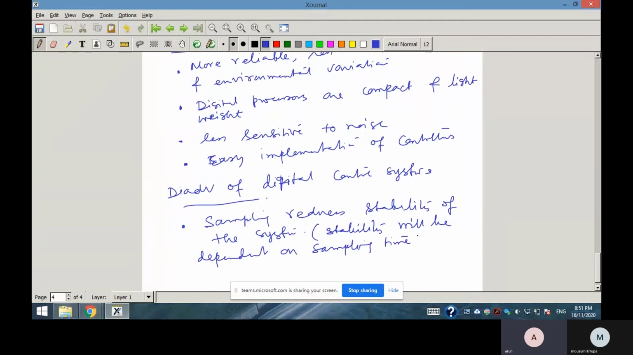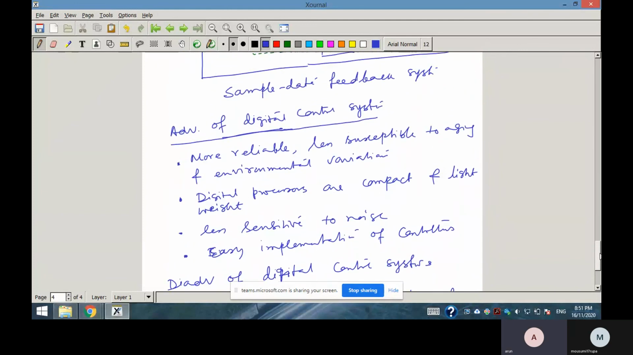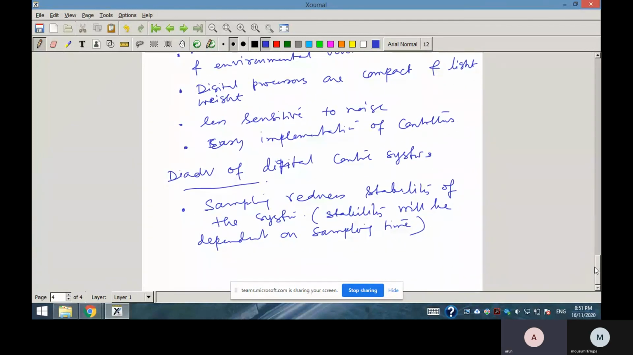So as the sampling time is made small, stability increases. That means as the sampling time tends to zero, the stability of the discrete time system or the sampled data system will converge towards the continuous time system. But then the computation cost will increase. So you have to trade off and choose the sampling time properly. What sampling time is needed for optimal performance? The choice of sampling time plays an important role for digital control system designers.